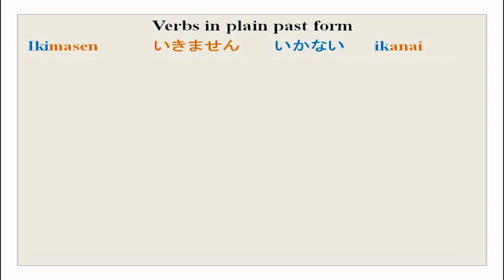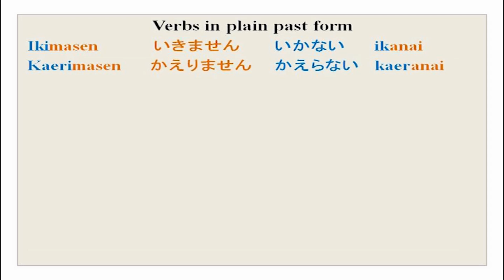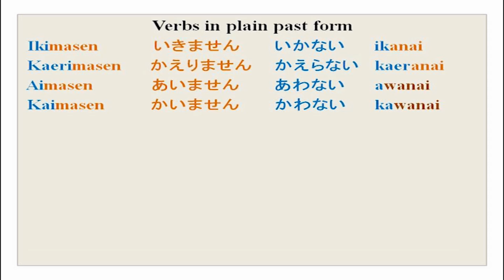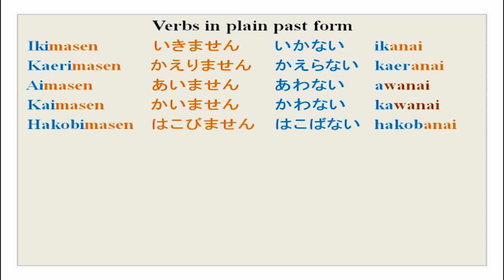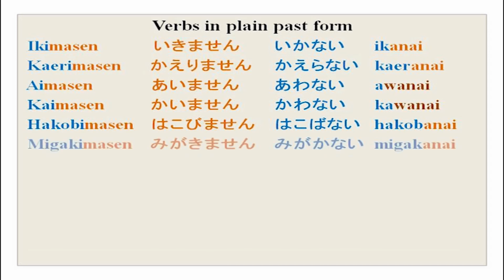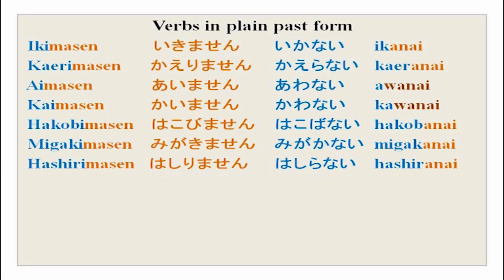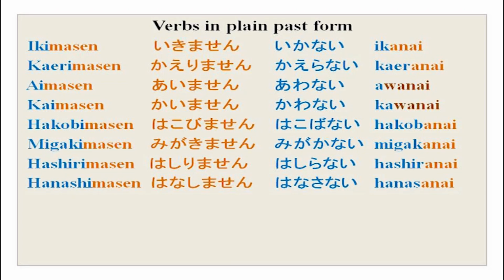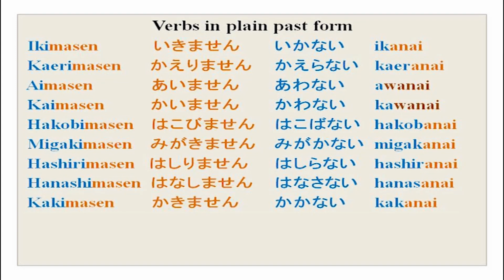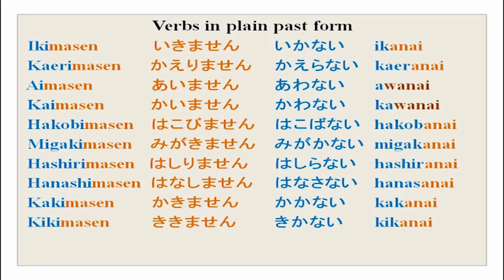ikimasen, ikanai. You could repeat after me and then I will tell you how it is made. Kaerimasen, kaeranai. Aimasen, awanai. Please see, wa is there. Kaimasen, kawanai, hakobimasen, hakobanai, migakimasen, migakanai, hashirimasen, hashiranai, hanashimasen, hanasanai, kakimasen, kakanai, kikimasen, kikanai, and arimasen is just nai.